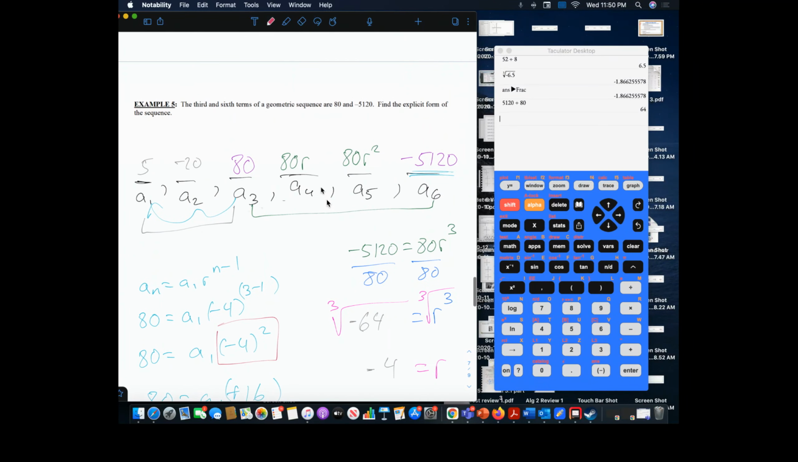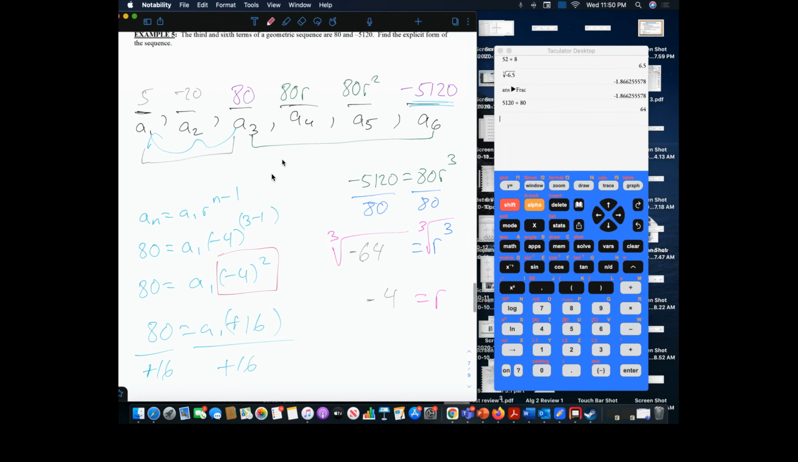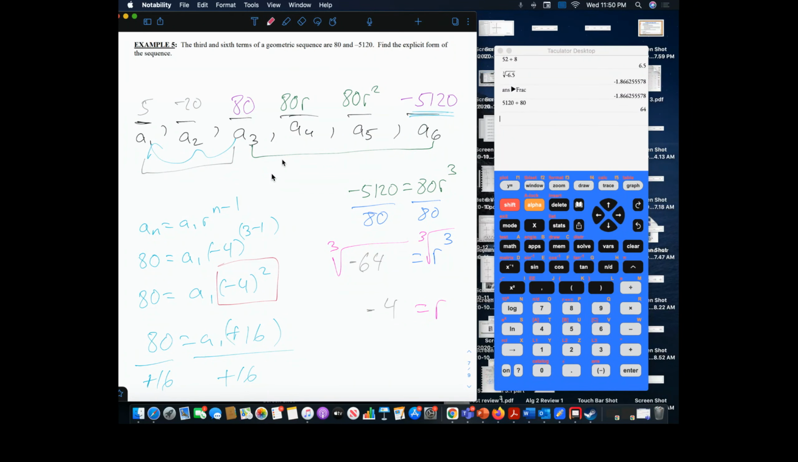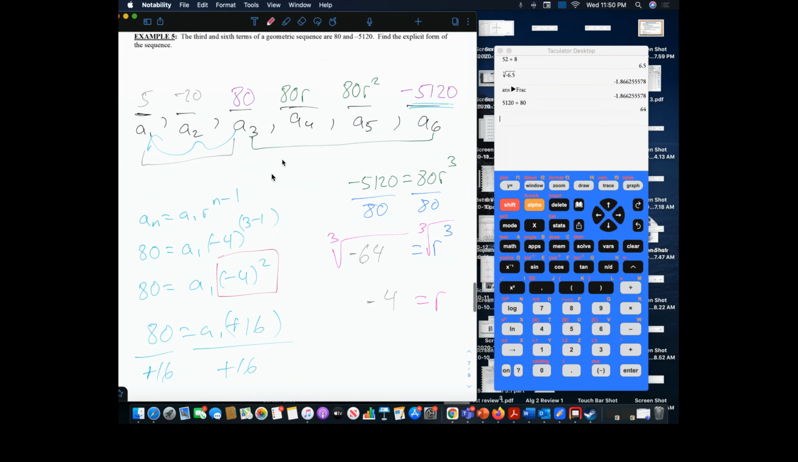So there's a couple ways of doing this. Obviously, if the numbers are not the third and sixth, but like the 100th and 150th or something like that, no es bueno, right? It's going to not be very fun to do this. But by hand, this is really all that there is to it.